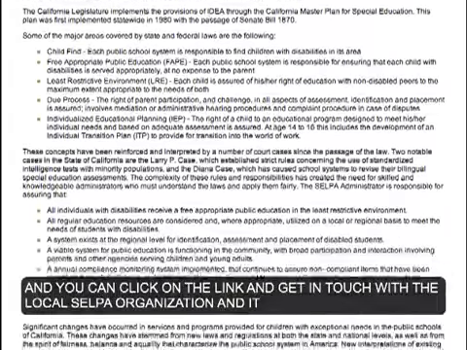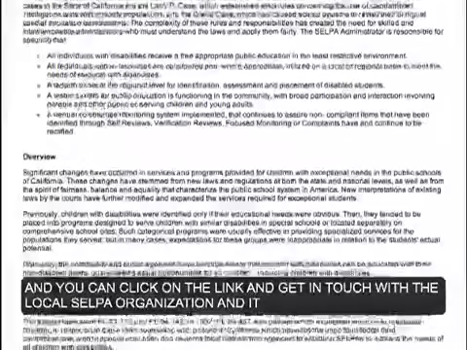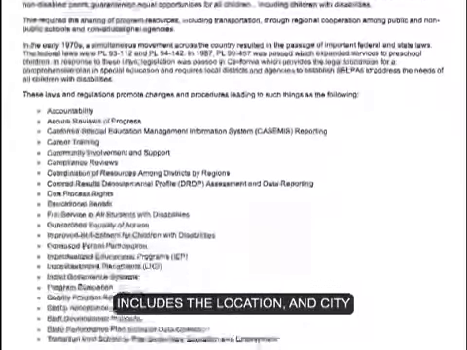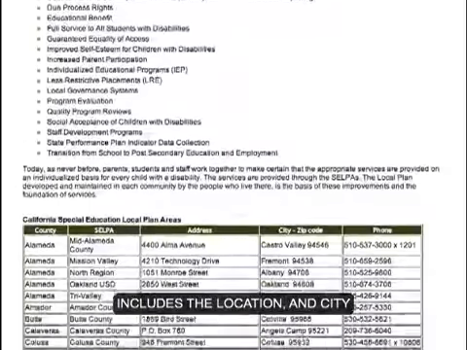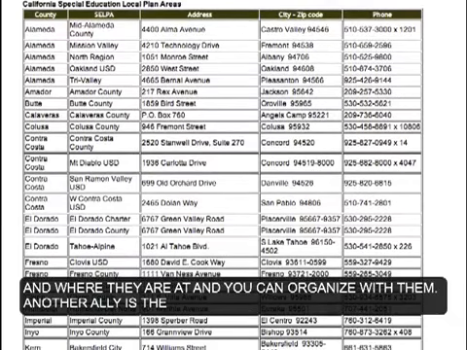as a contact list, so that you'll be able to get in touch with your local SELPA organization, which includes the location it's at, what city they're in, and their phone number, so that you'll be able to get in touch with them, try and organize with them, and see what you can do.